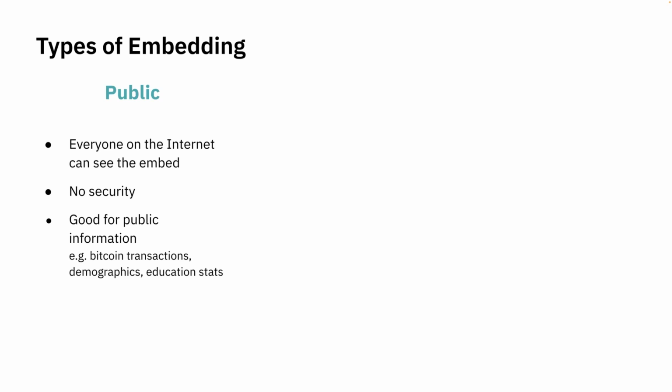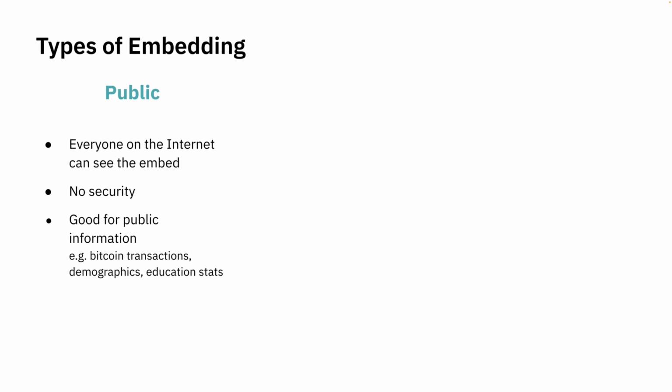So we do have public embedding, something that we've had since day one in our product. Public embedding is exactly what it sounds like. It is public on the internet. You take a workbook and you generate a public embed URL, you give someone that URL, or you embed it in your site, and everyone can see it, and there's no security on it whatsoever.